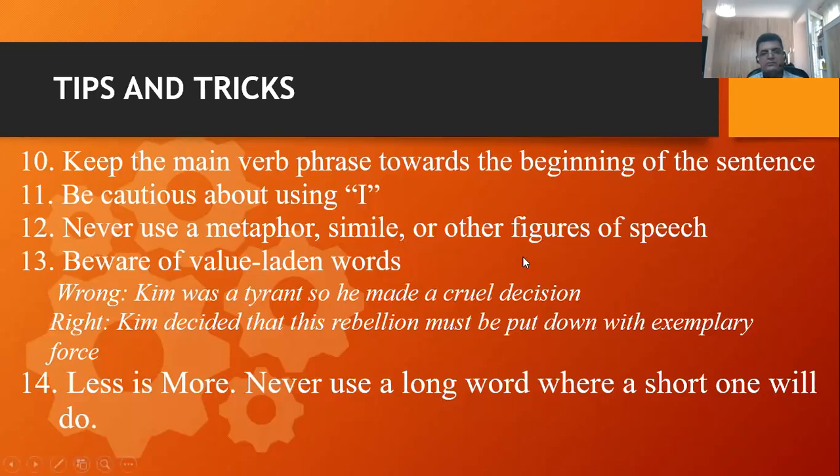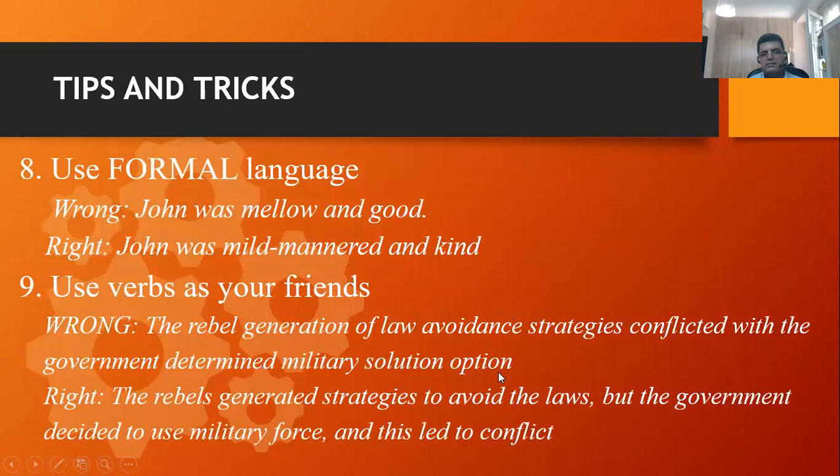As we discussed in the previous sentence, if you look at it, the main verb appears in the right form, "the rebels generated." But in the wrong form, "the rebels' generation of law avoidance strategies," until here, the reader doesn't know what happened, until he or she is exposed to the verb "conflicted."